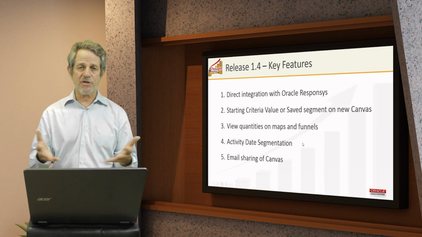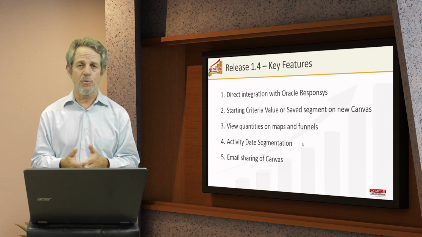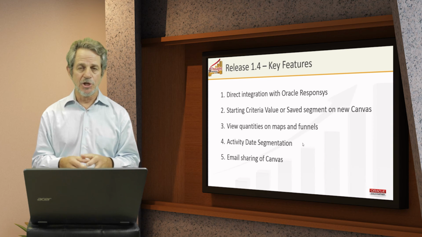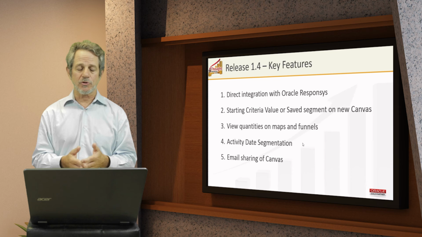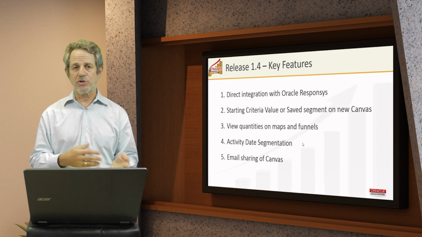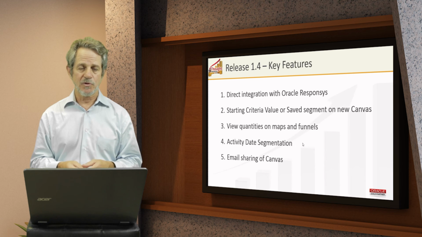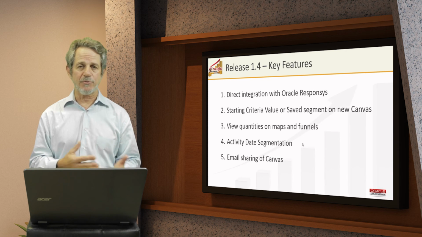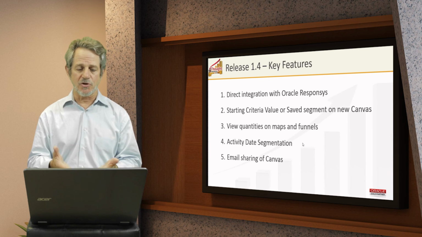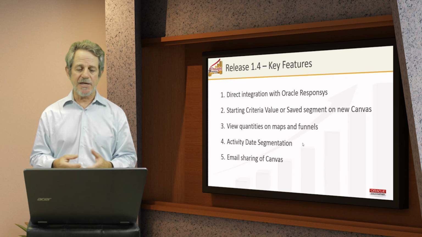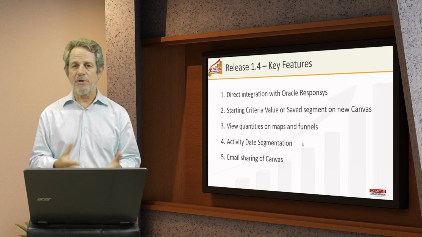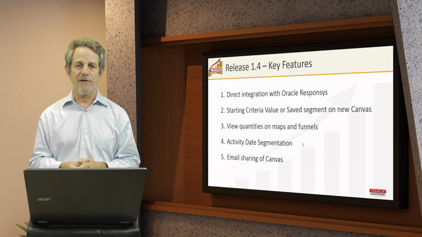So, real quick summary, the key features within our new version 1.4 4Segments: direct integration with Oracle responses, the ability to put a starting value on a saved segment on a new canvas, view the quantities on a map or a funnel before you ever get started, segment on activity dates, and finally sharing this information via email, sending a shared canvas, a saved canvas via email.